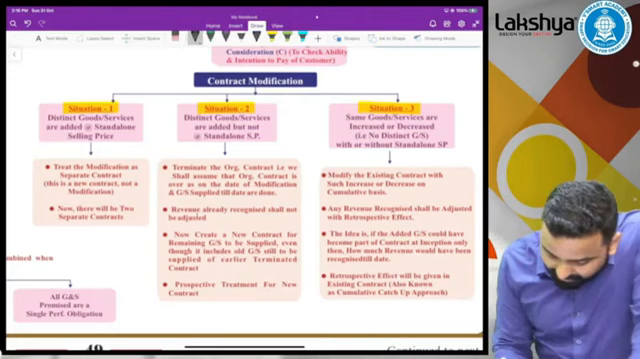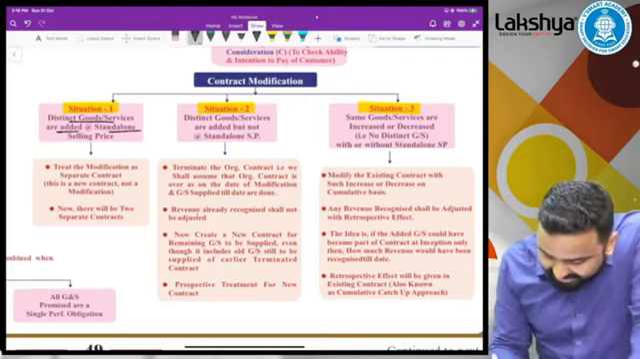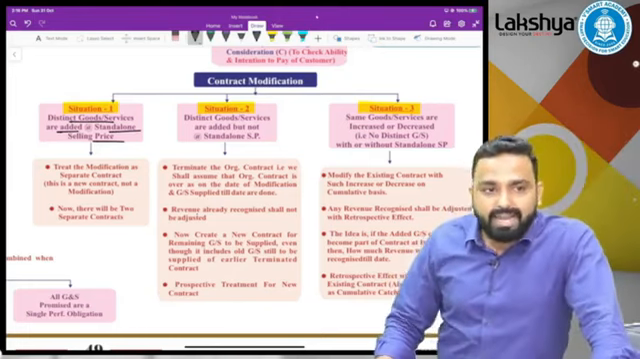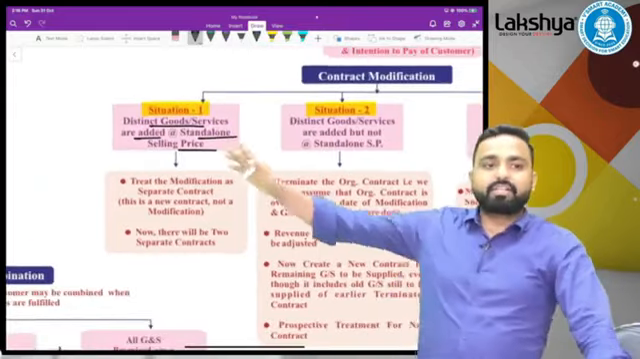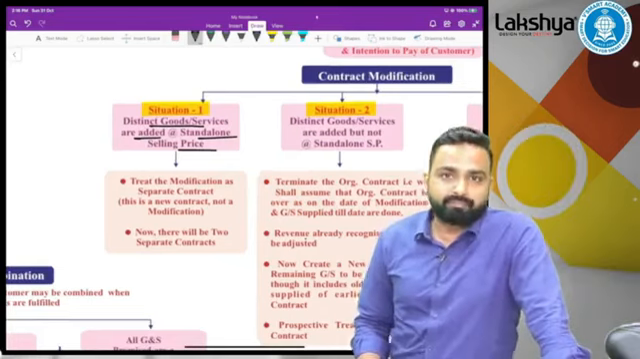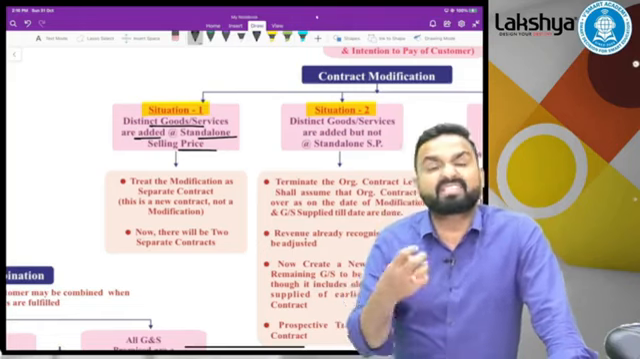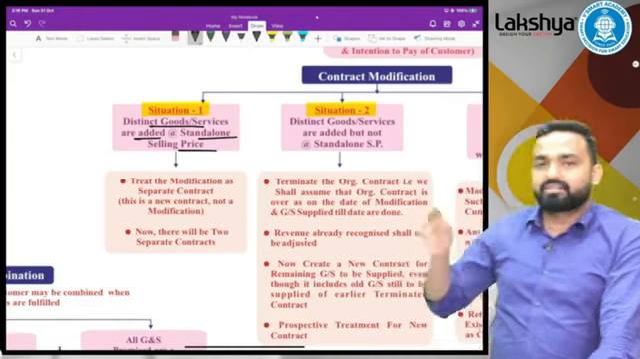Now, situation one: distinct goods and services are added at standalone selling price. First of all, what do we mean by distinct goods and services? And what do we mean by standalone selling price? Now, there are two different things.